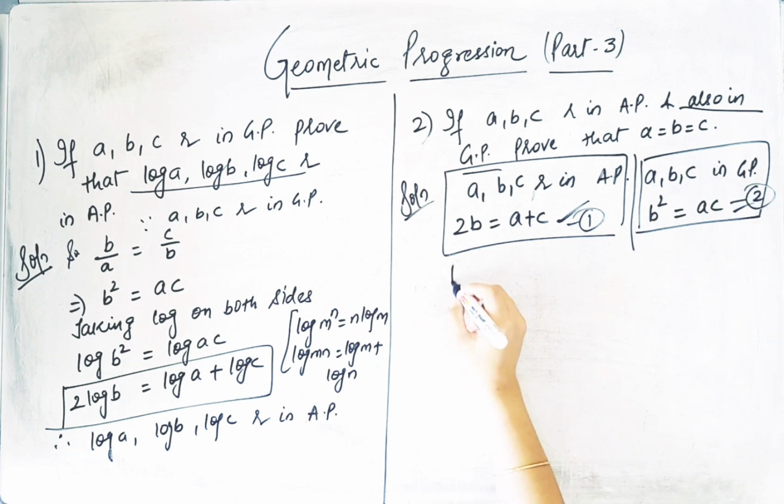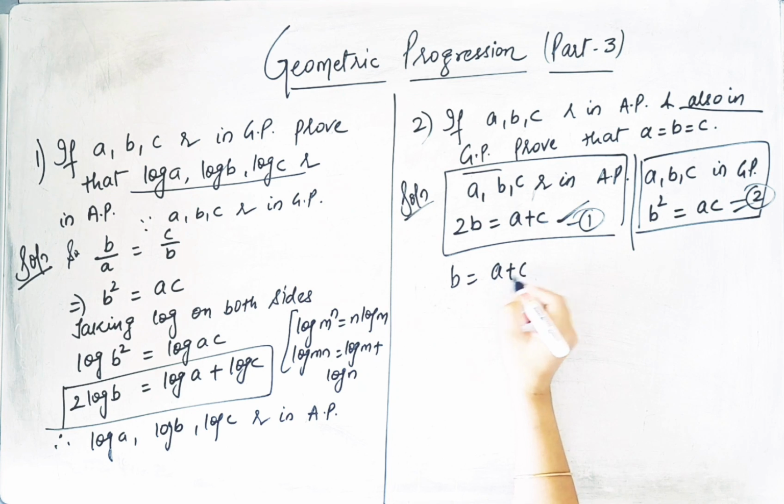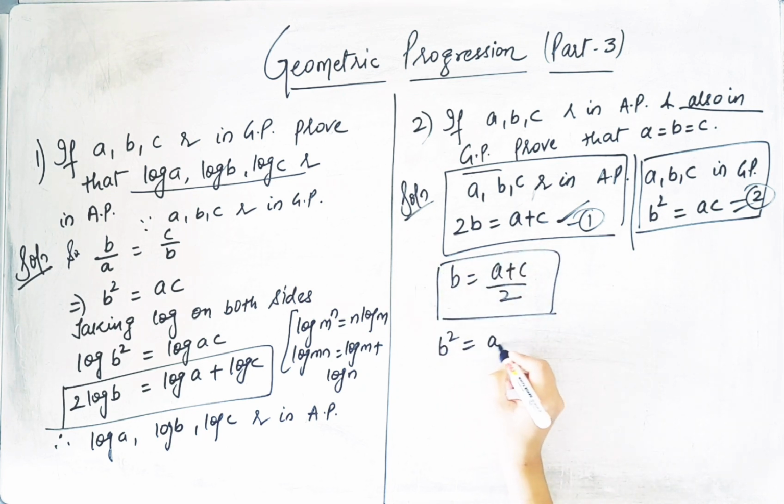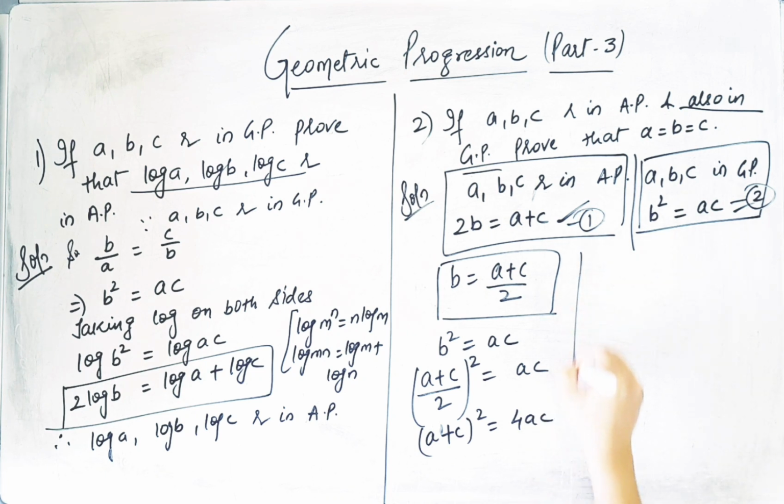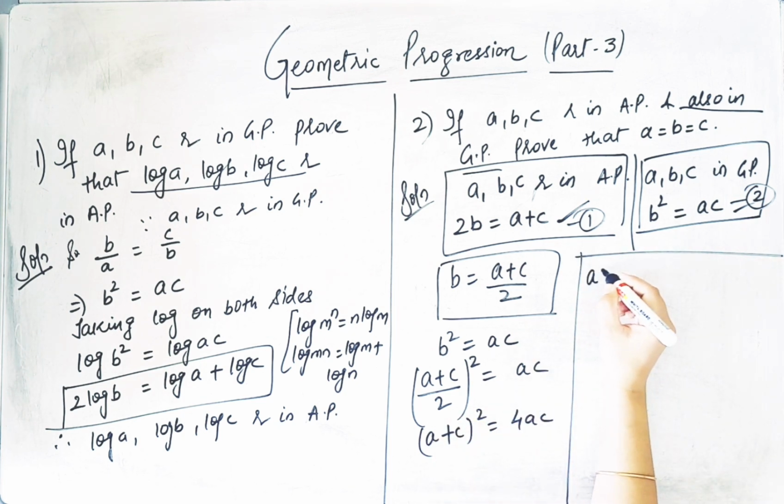This is the second equation. B is A plus C by 2. Thus B square is AC. We can write (A plus C by 2) whole square equals AC. So we can write over here (A plus C) whole square equals 4AC, because 2 square will become 4 and will transfer over there. Now we'll solve it.